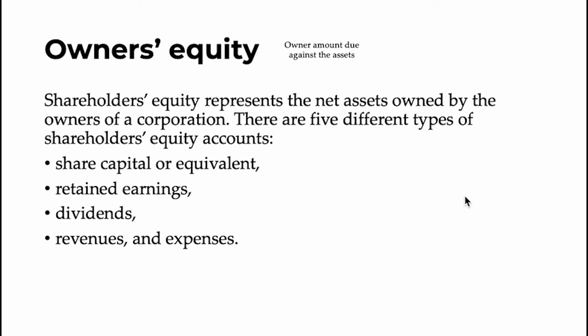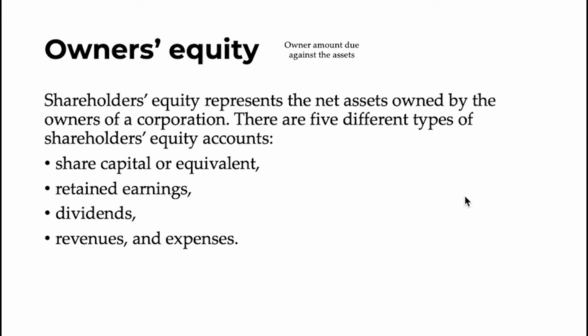Now, the owner's equity can be of different types. If it's an incorporated business, it will have share capital or equivalent. And if it's not an incorporated business, then you might not have share capital. In partnerships or incorporated partnerships, you'll see partners' or members' capital. So there could be different shapes and forms of the share capital or equivalent in different entity structures.